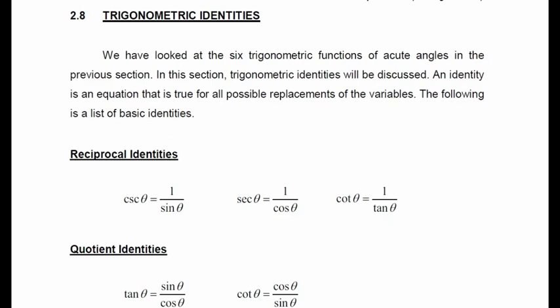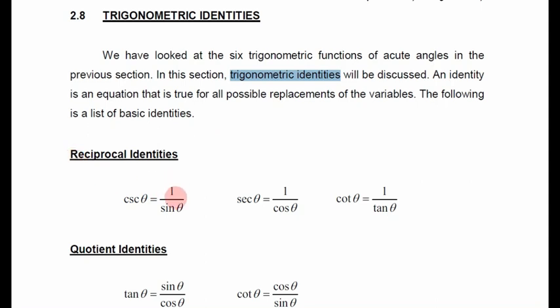We have looked at the 6 trigonometric functions of acute angles in the previous section. So, in this section, we will discuss trigonometric identities. An identity is an equation that is true for all possible replacements of the variable, and the following is the list of the basic identities.